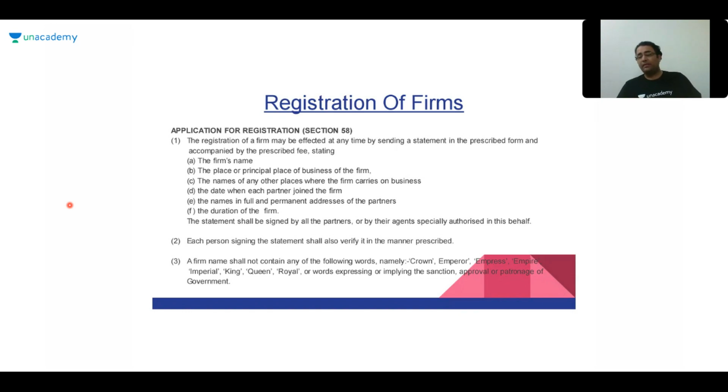Please remember, like I said, a partnership at will. If it is a partnership at will, there has to be a clause in the partnership deed saying this partnership is at will.